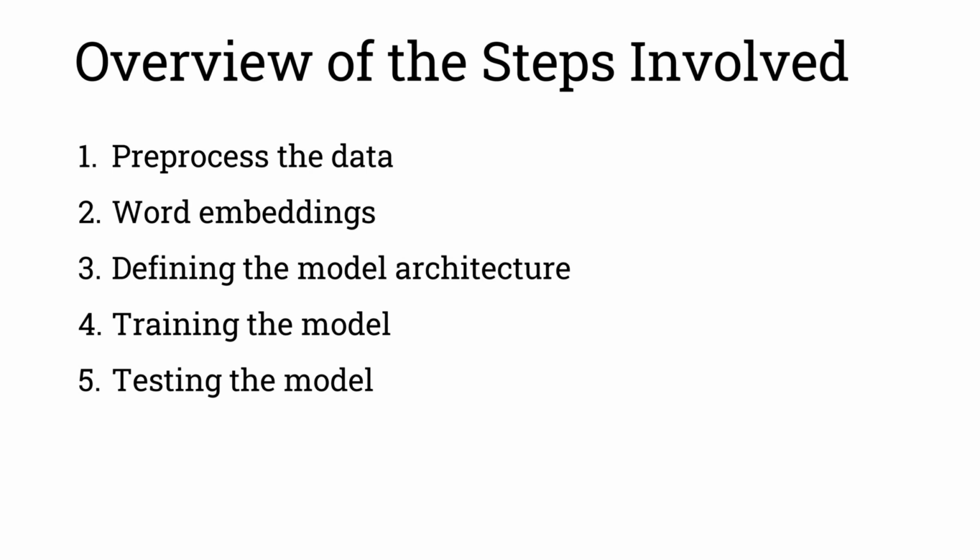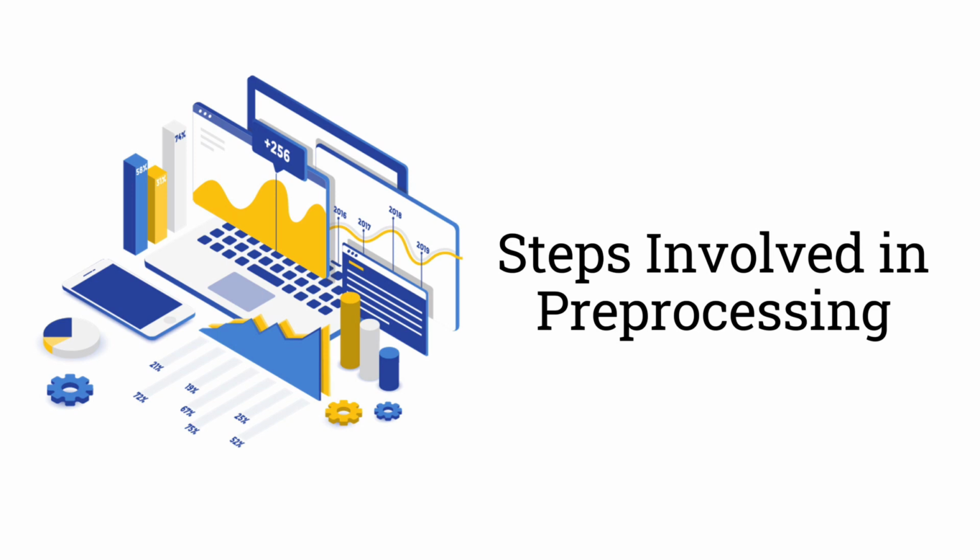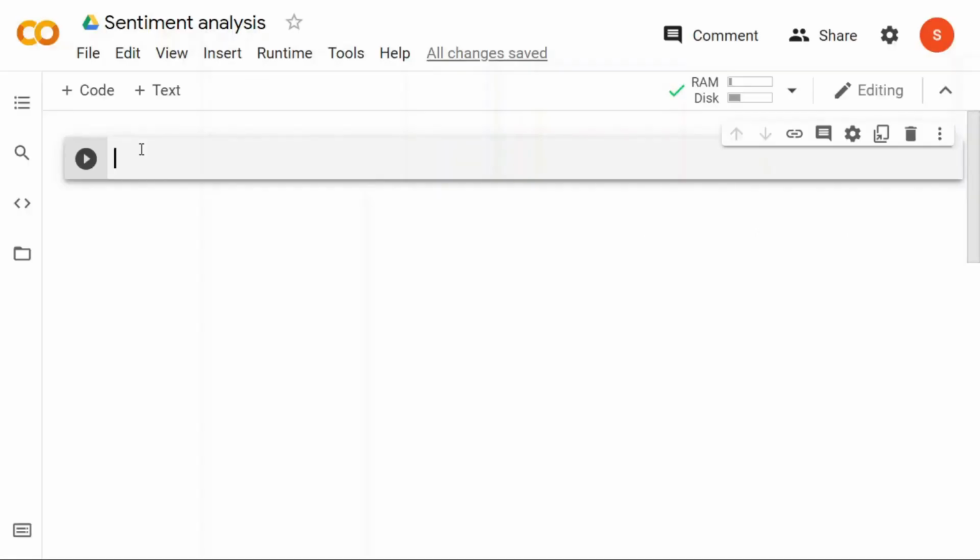Then we will be defining the model architecture. As I told you, we will use a neural network, so we'll have to define the architecture of the model. Then we'll train the model on our data set. And then we have a different data set for testing the model, so we will be testing the model on the test data set. So now since we have an overview of what we are going to do in this exercise, let us begin with the coding part of this exercise.